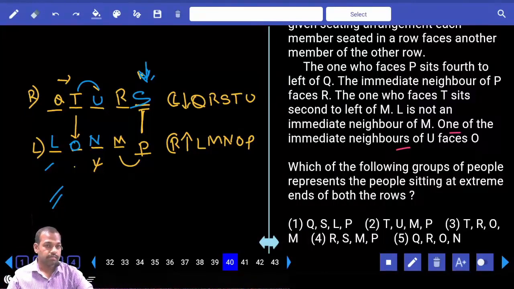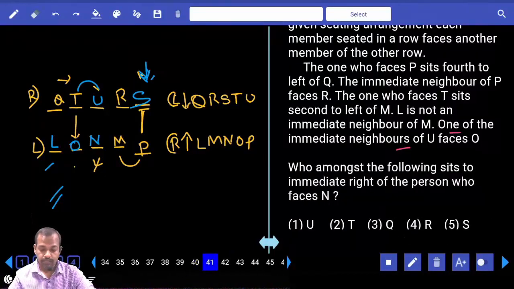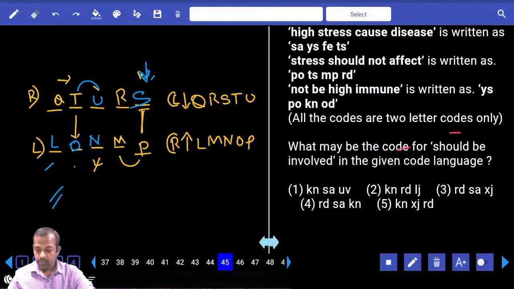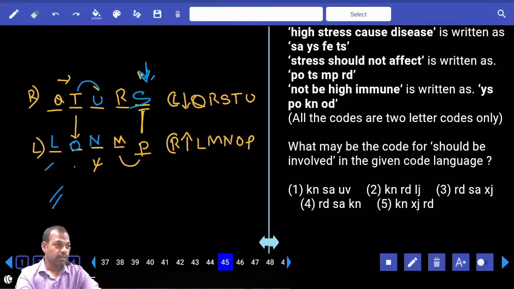Is that clear or not? The next one. Next, coding decoding. So next, see the coding decoding.